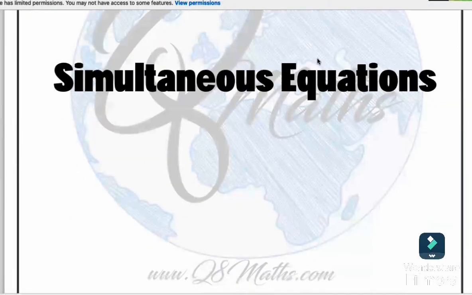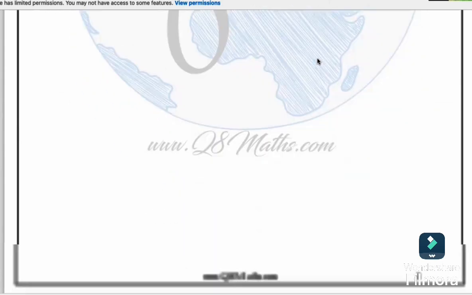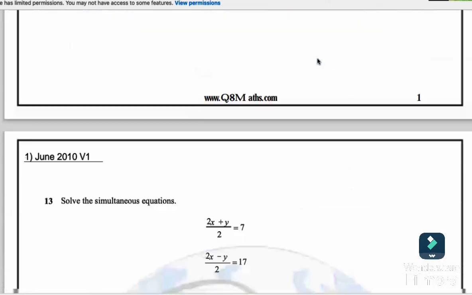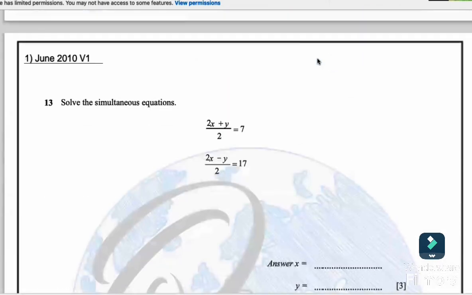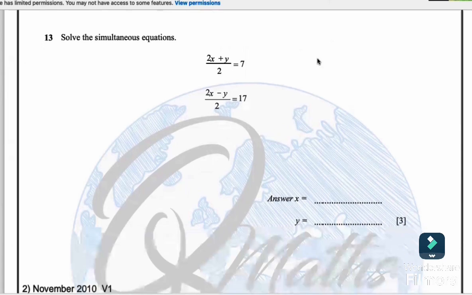Okay, let us now see IGCSE Math, Algebra, Simultaneous Equations. There are two types of simultaneous equations: the elimination method and the substitution method. Today we'll see the elimination method with questions from past papers. Let's begin with question number 1.